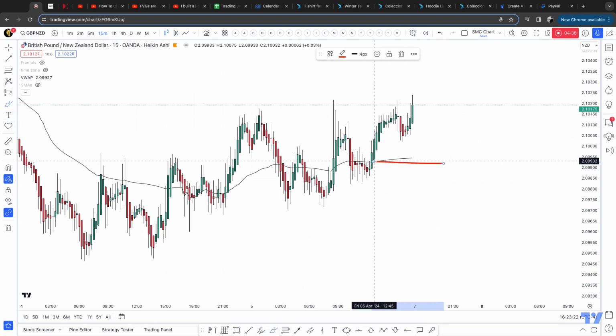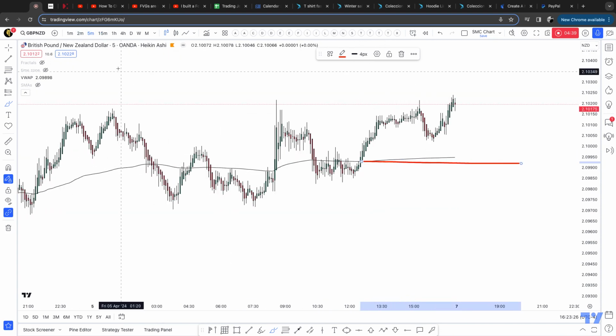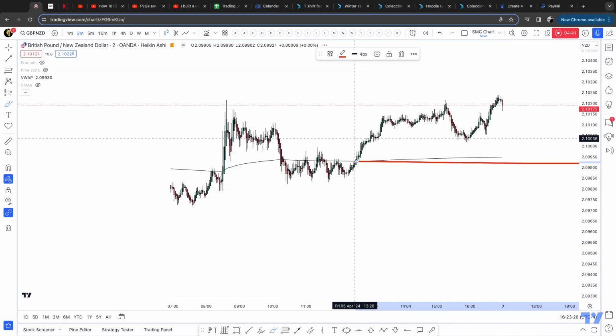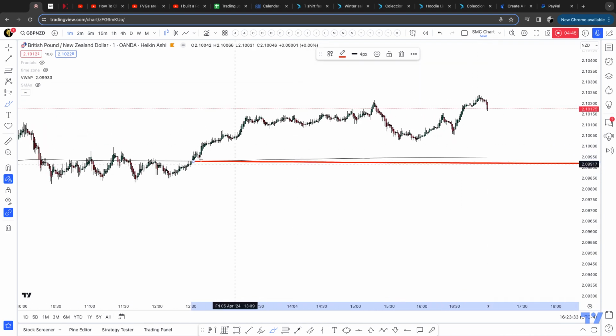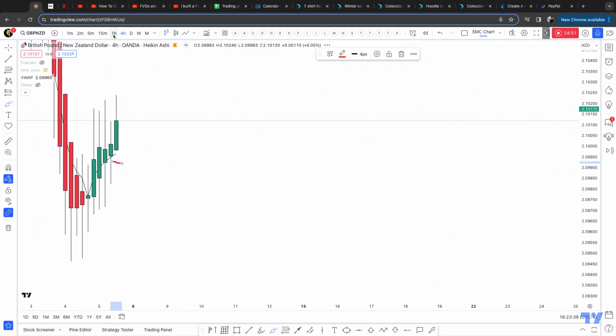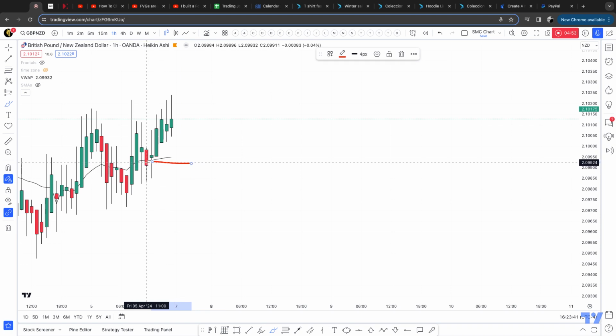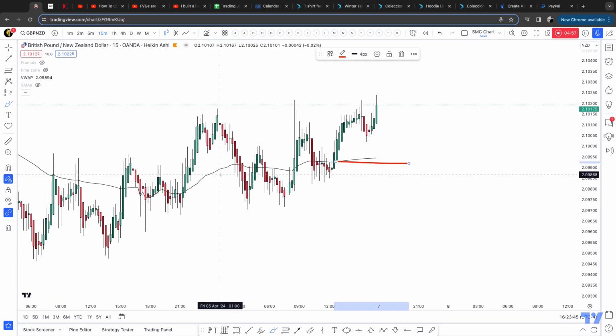This is where the VWAP shows on the 15 minute. If I go to the 5 minute, the VWAP stays right there. If I go to the 2 minute, the VWAP stays right there. If I go to the 1 minute, the VWAP stays right there. If I go to the 4 hour, you're not going to be able to see it, but it stays right there. You see that the line does not move.